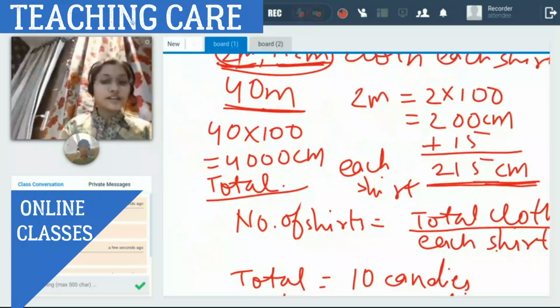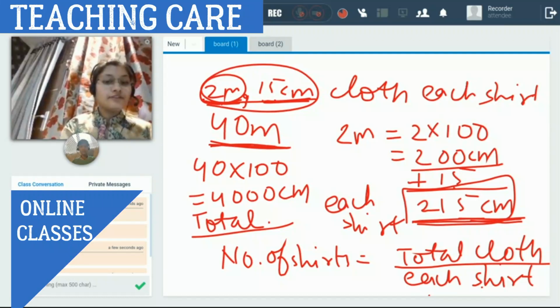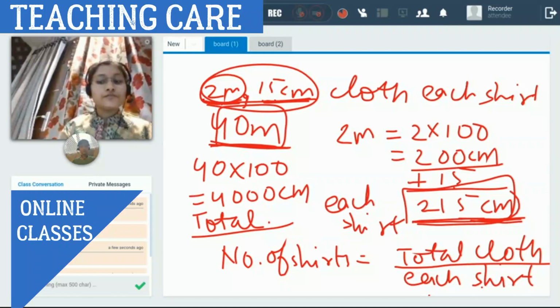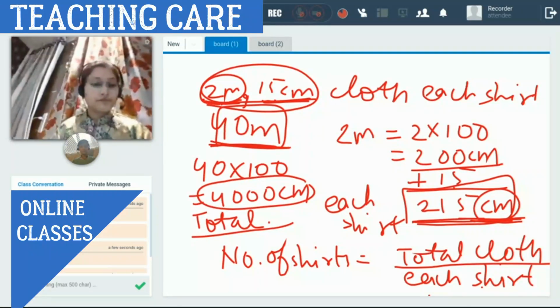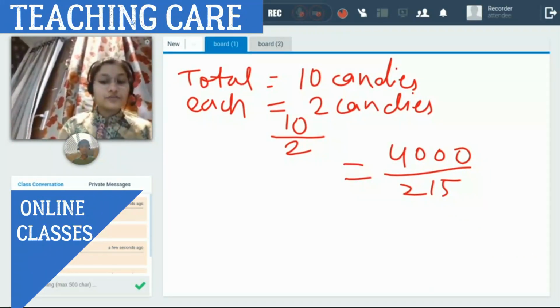The main thing to be considered in this question is you first have to convert them into the same units. If it is given like 2 meter 15 centimeter, then first convert this 2 meter into centimeter, add 15 with it, 215 is the total amount. Then 40 meter was given to me, I will convert it into centimeter also because my one quantity is in centimeter, then the other has to be in centimeter. Now I will divide these two. 4000 divided by 215, how much?